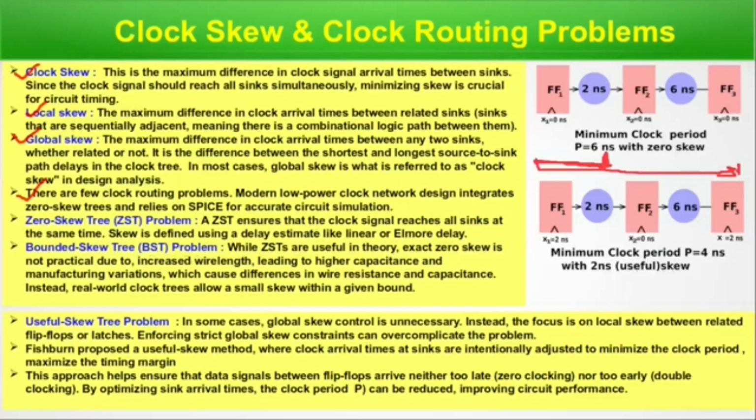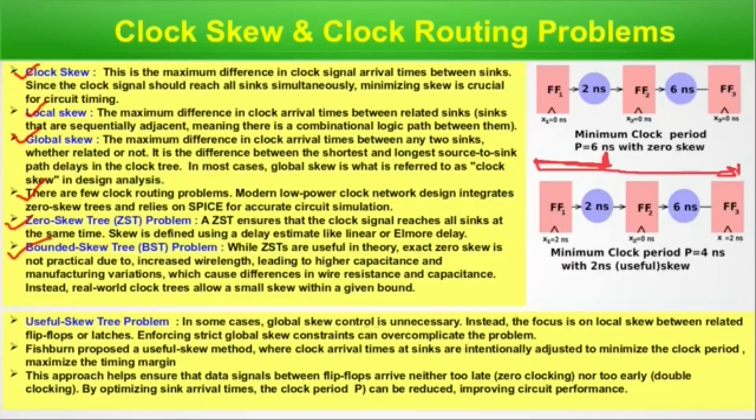Bounded skew tree, or BST problem. While ZSTs are useful in theory, exact zero skew is not practical due to increased wire length leading to higher capacitance and manufacturing variance, which cause differences in wire resistance and capacitance. Instead, real world clock trees allow a small skew within a given bound. So ideally zero skew is not possible. A small skew within a given bound, that is a bounded skew tree, is an acceptable level. A skew at an acceptable level is approved or allowed. Now, the useful skew tree problem.